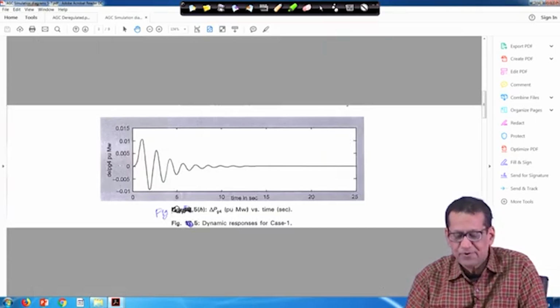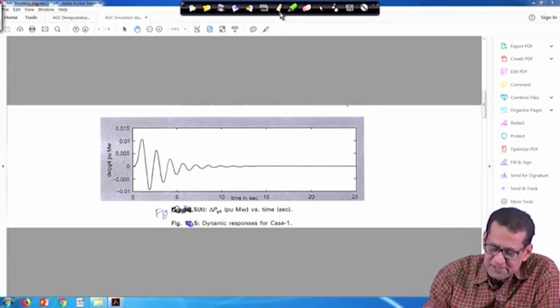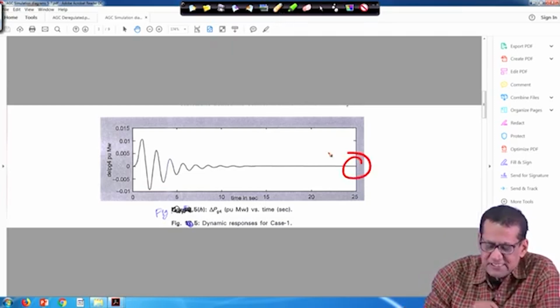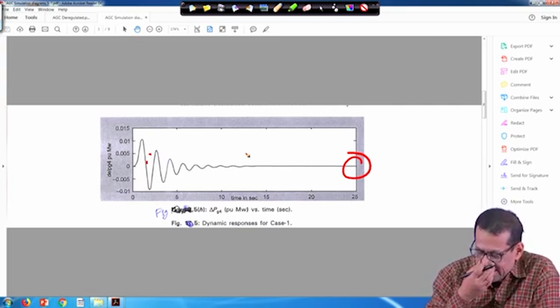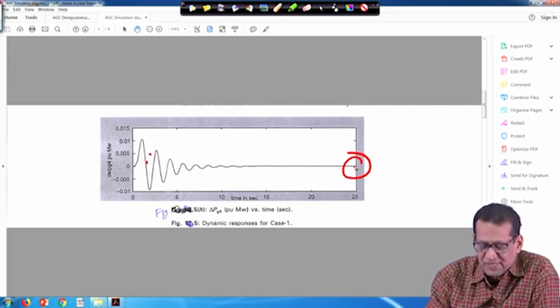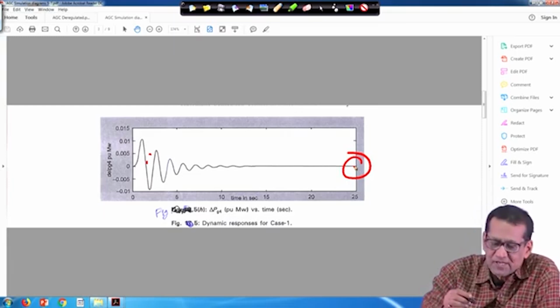Similarly, if you look at delta P g 4, at steady state it is 0, but during the transient some oscillations will be there, and after that it is 0, right. So these are the dynamic responses for case 1.